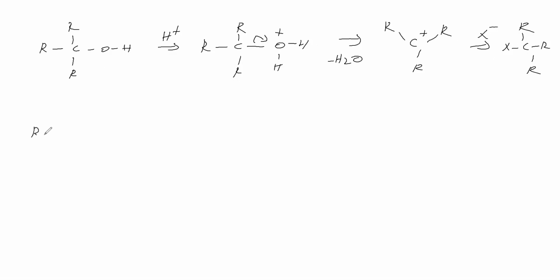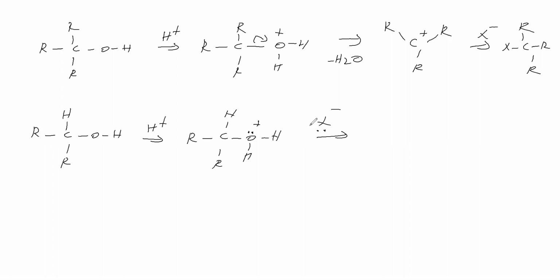So what about secondary alcohol? If you take secondary alcohol, it is first treated with H plus, therefore we get an oxonium ion. Then X minus attacks this secondary alcohol from the back side. It will not convert into a carbocation as in the tertiary case. Therefore we get secondary alkyl halide.